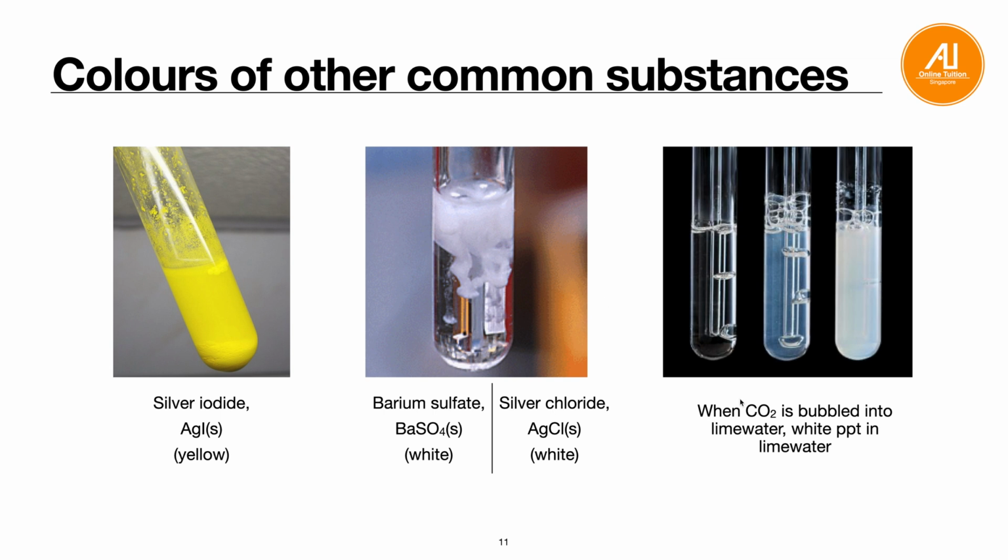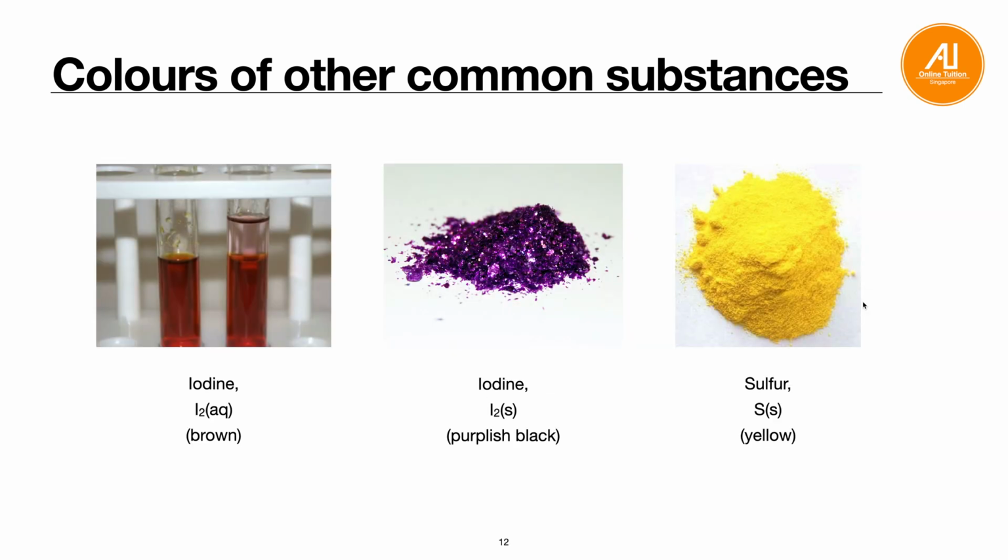And then of course, when you bubble CO2 gas into lime water, you'll see a white precipitate. Still remember what this white precipitate is? This precipitate is calcium carbonate. So take note of this. Next, iodine. In aqueous form, the solution is brown in color, but in solid form, it's purplish black. So there's a slight difference whether it's in solid state or aqueous state. And of course, sulfur. Sometimes you might have this solid which is yellow in color, so sulfur might be one of the possible substances for it.